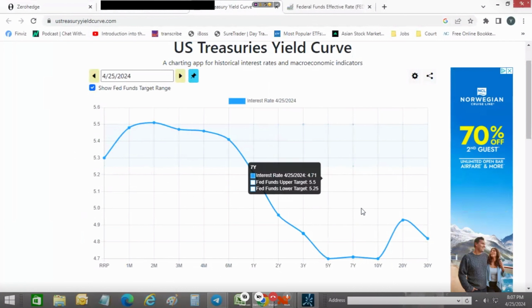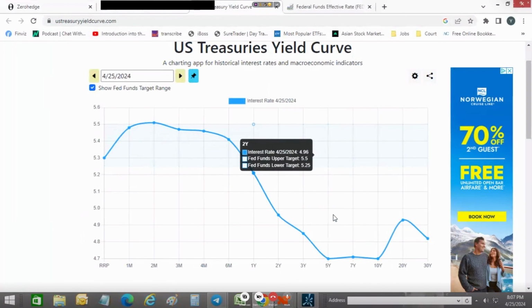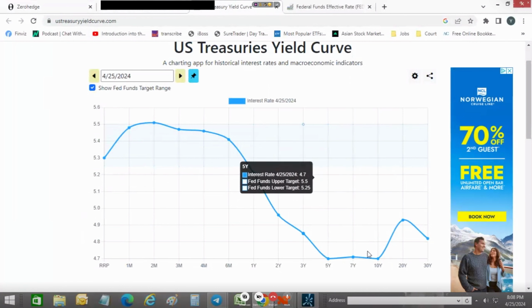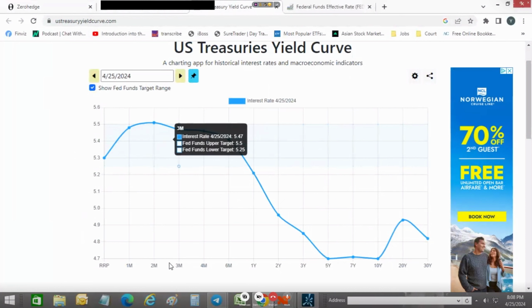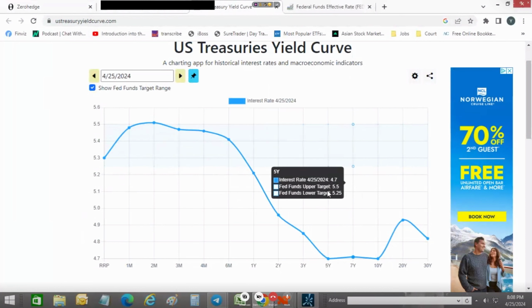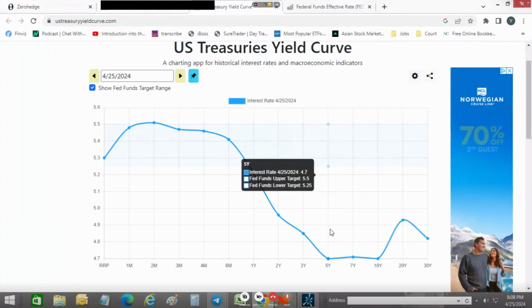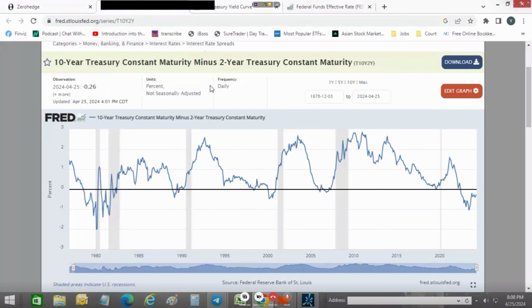And so what this means is it's inverted. The long end, this part, is lower than the front end, this part. Normally it should be the opposite. This part should be lower and this part should be higher. And when it's inverted like this, that's what this chart is showing, this inversion right here. When it goes below the black line, that means the yield curve is inverted. The front end is higher than the back end.